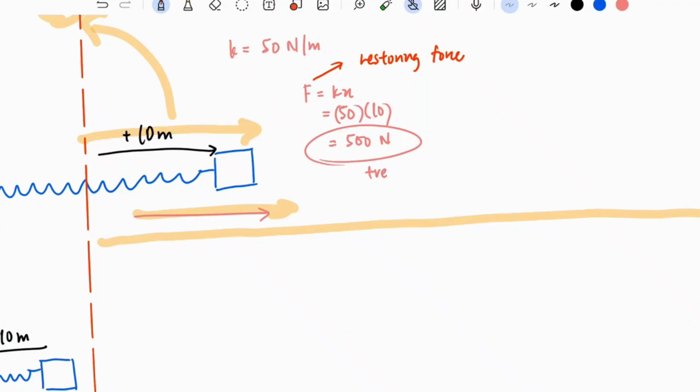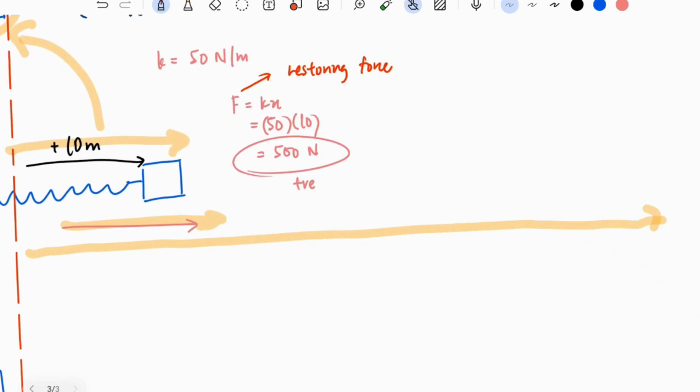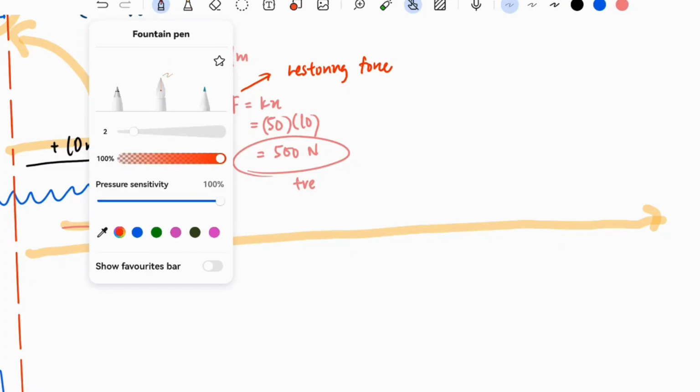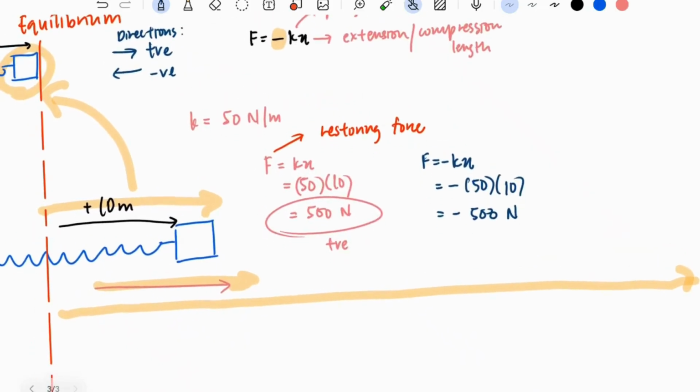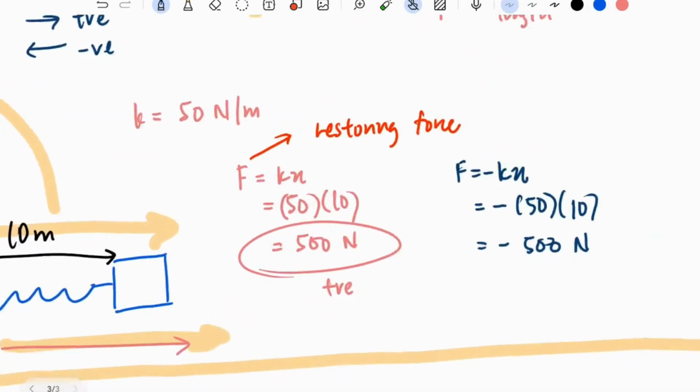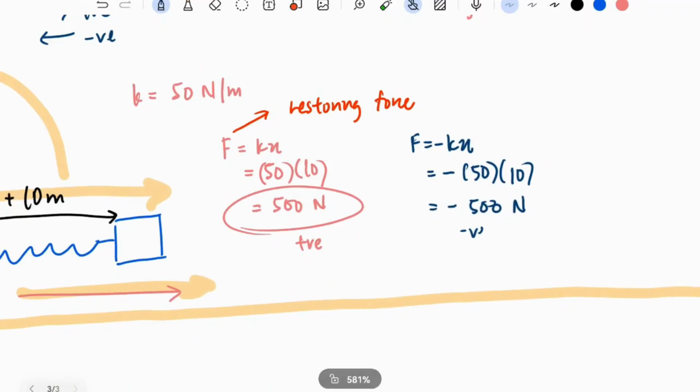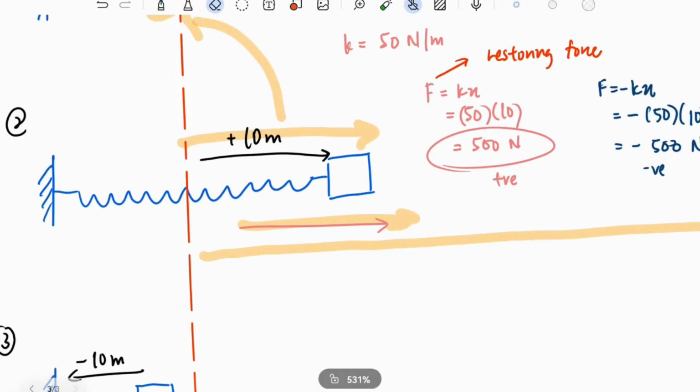Okay, now we did not include negative in our equation. Now let me show you what happens if you include negative in your equation. F equals to negative kx. So negative is there, k is 50, doesn't change of course, and x is 10. You will get negative 500 Newton. For my direction, negative means to the left. So, now, my force is to the left.